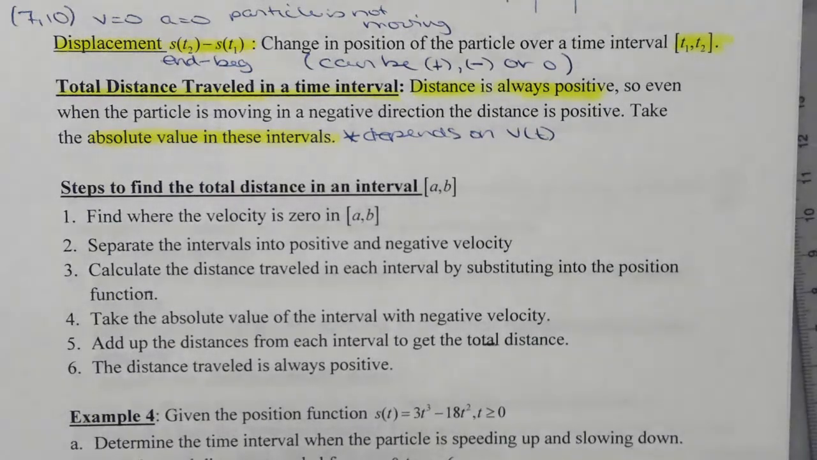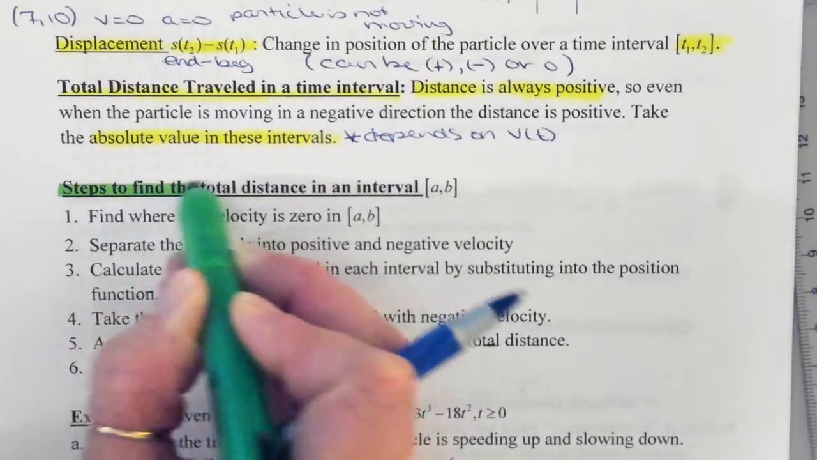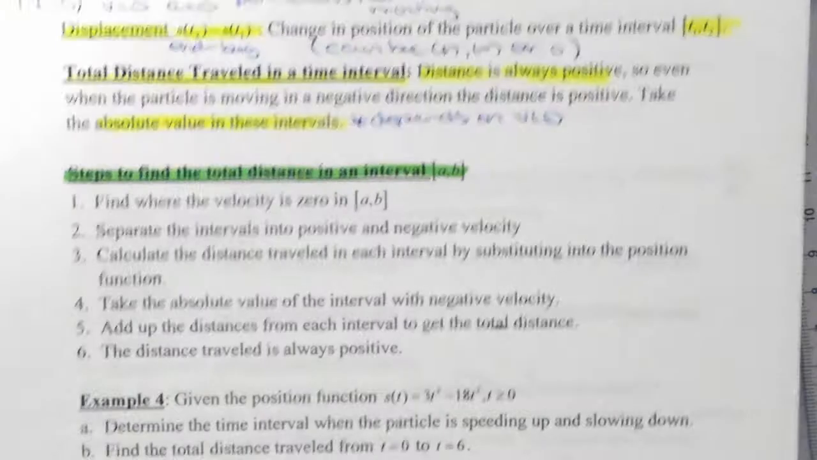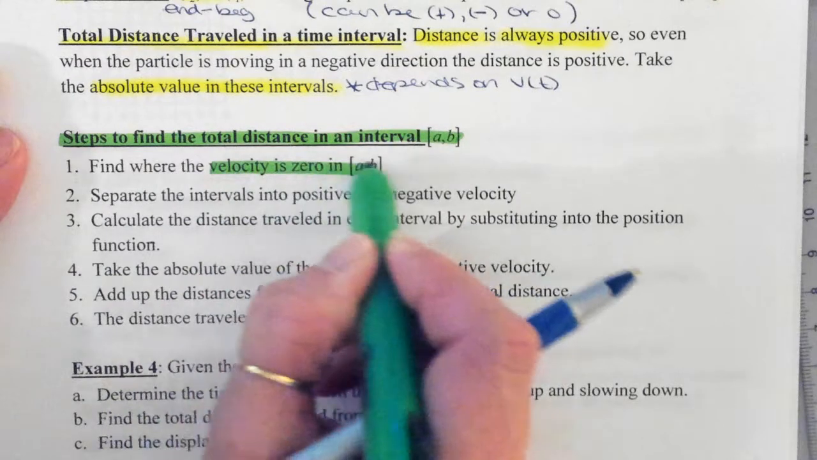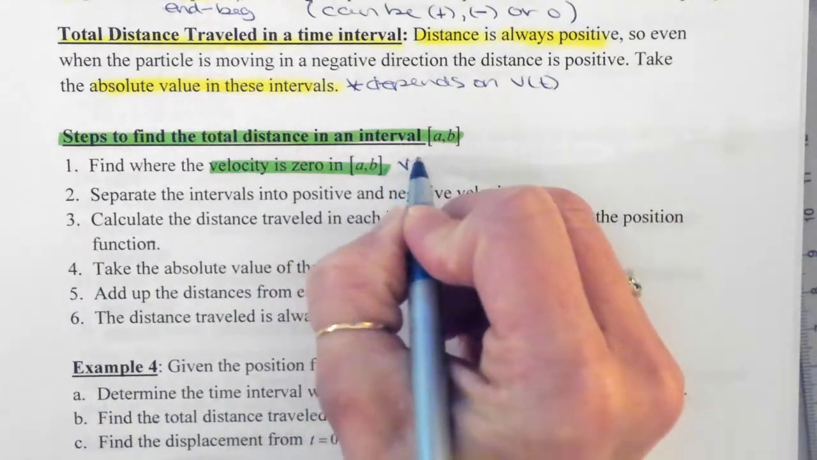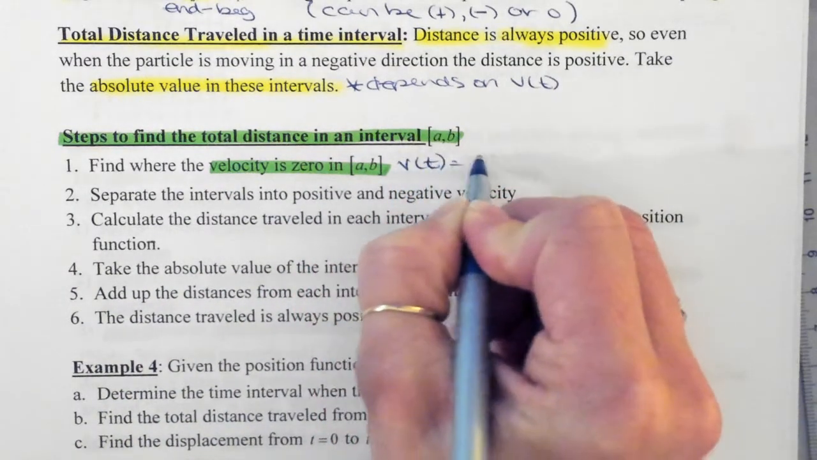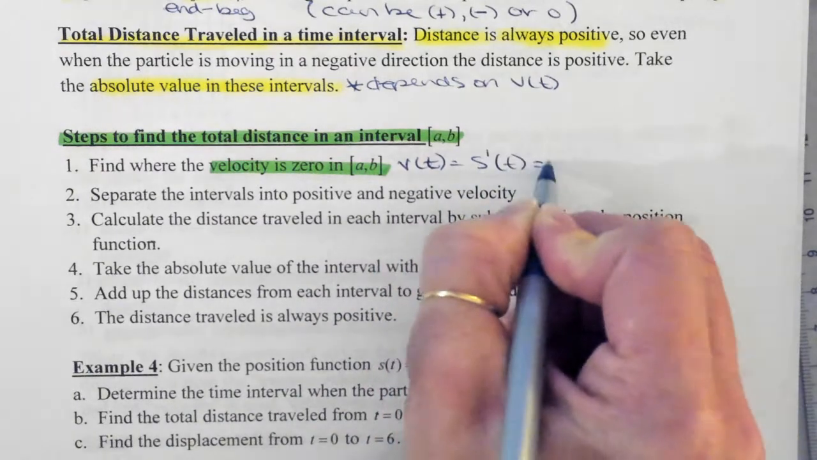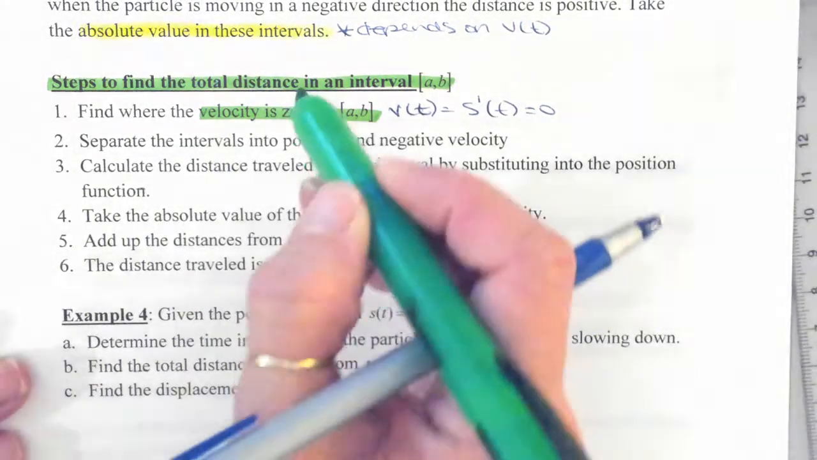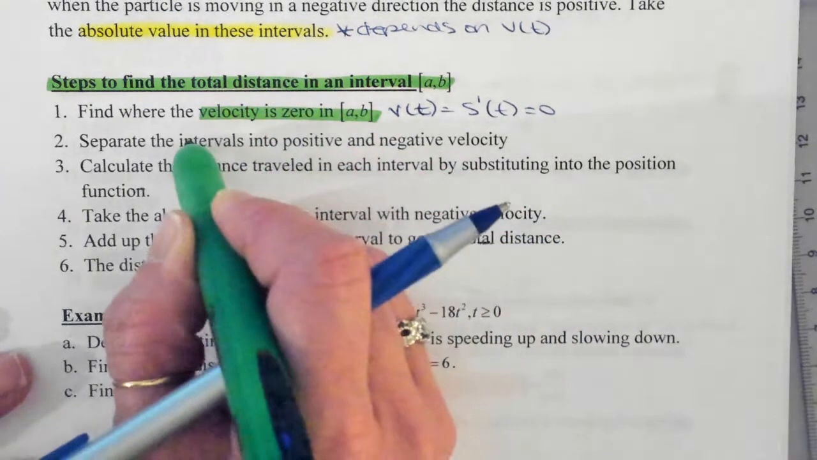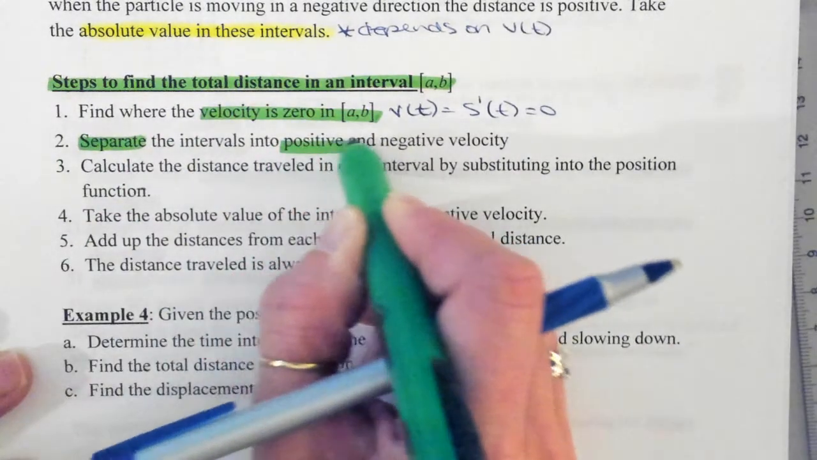Okay, so these are the steps to find the total distance over the given interval from A to B. So the first thing we need to do is find where the velocity is 0. So basically you find your velocity function, which is the derivative of the position, and you set it equal to 0.